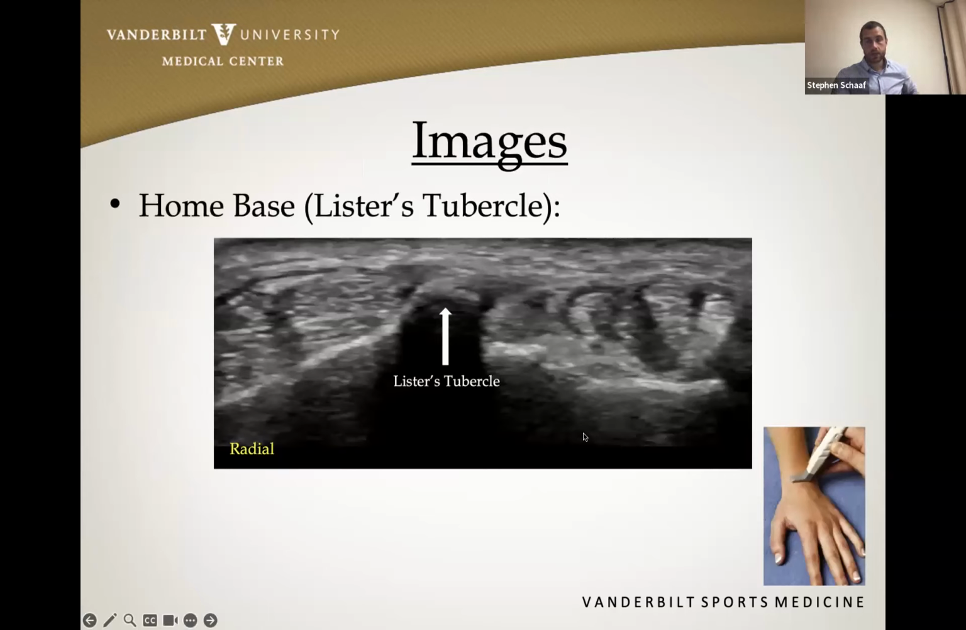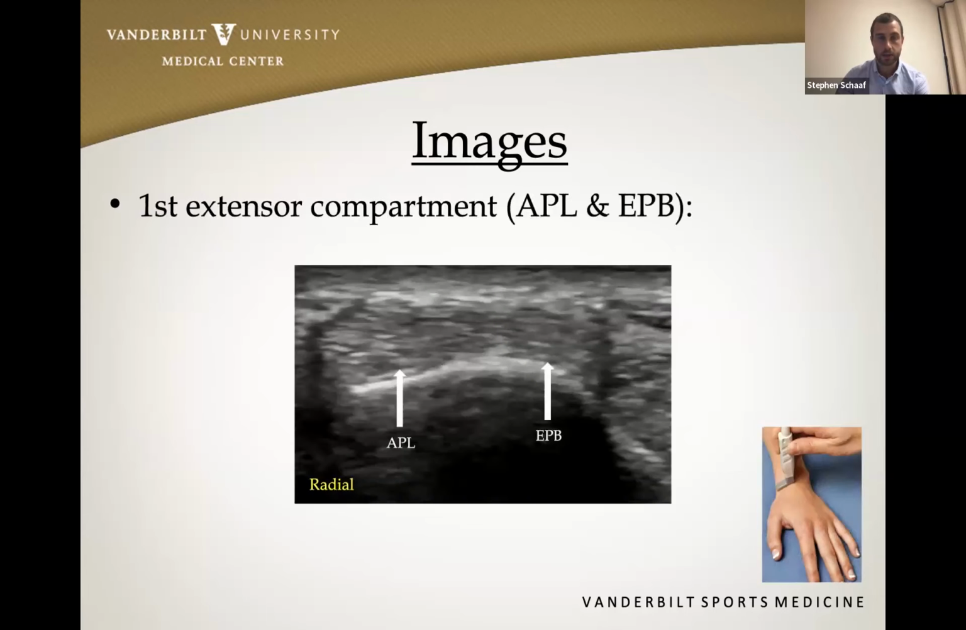All right, so now we'll start to get into the protocol and images for this case. When you're starting out, it's always really good to use a home base if you can for a lot of these different regions. That way you have an area that you can always go back to and figure out where structures are, especially if there is pathology. So for the dorsal wrist, I'm always going to be using Lister's tubercle. This is going to be breaking up the second and third extensor compartments in this region. And really, I'll start my scan from here and then start looking at the extensor compartments.